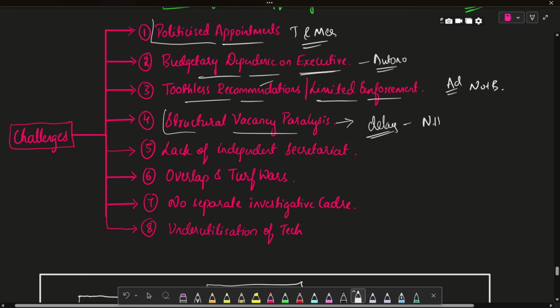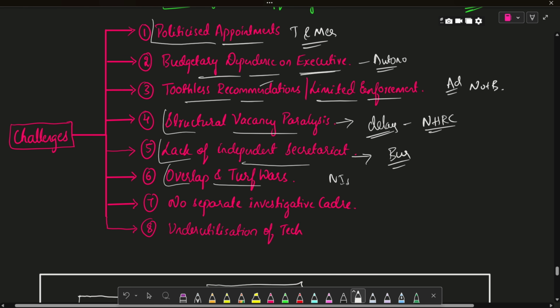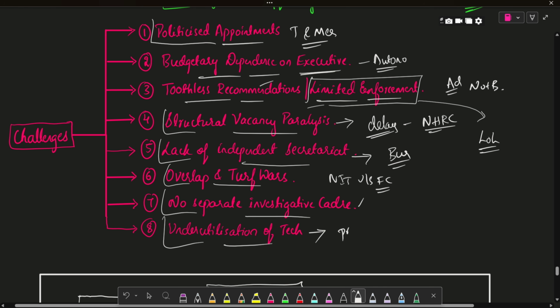For example, vacancies in NHRC. Lack of independent secretariat, which makes them dependent on bureaucracy. Overlap and turf wars between the bodies. For example, Niti Aayog versus Finance Commission. No separate investigative cadre, which limits enforcement. For example, Lokayuktas lack a separate investigative cadre. Underutilization of technology, leading to procedural delays.